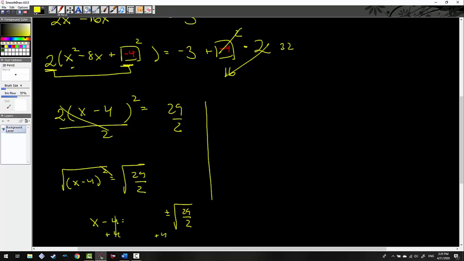Now, down the line, you're going to learn a technique known as rationalizing the denominator, but since we're not there yet, I won't worry about having you guys do it. So this will become 4 plus or minus root 29 over 2, or 4 plus root 29 over 2, and 4 minus root 29 over 2.